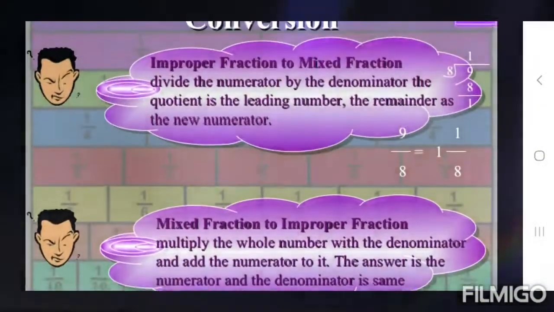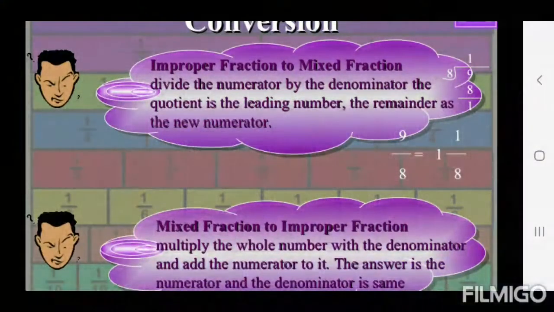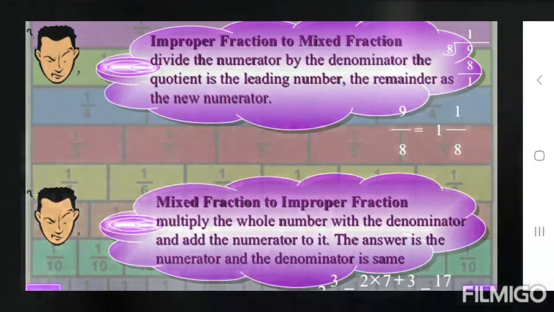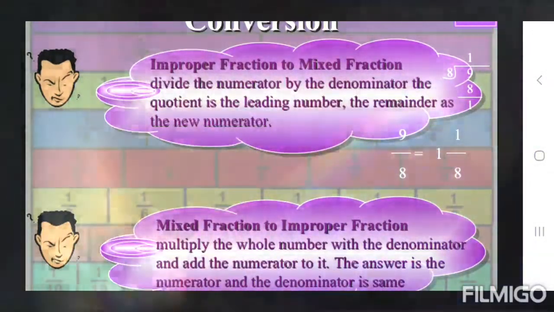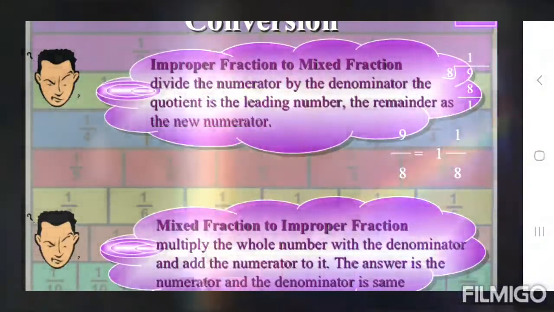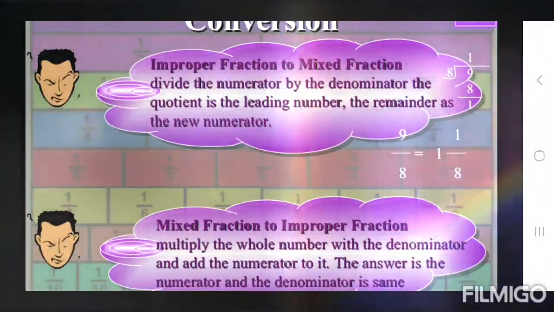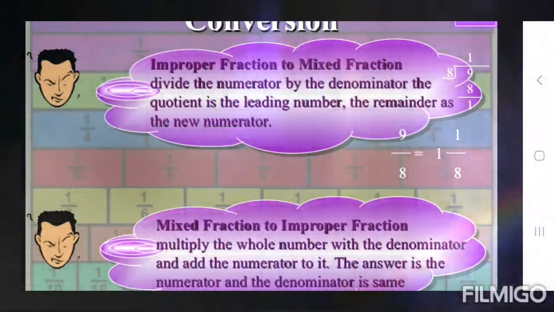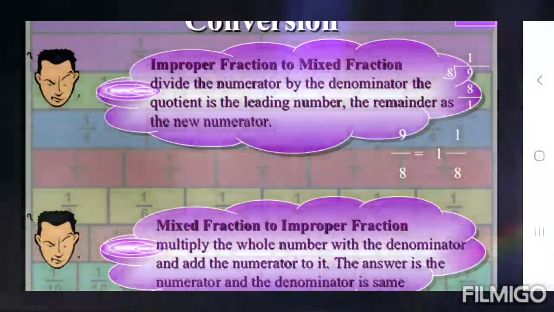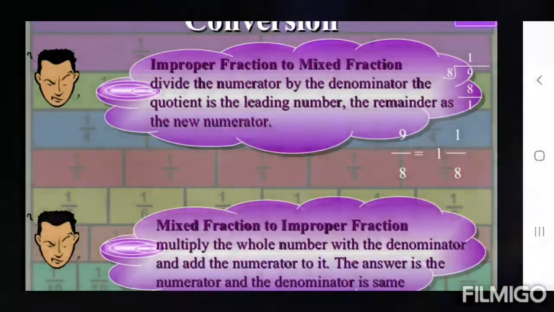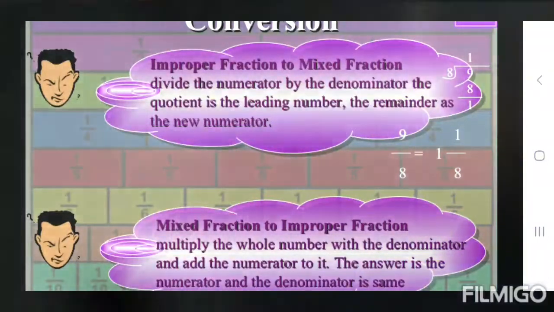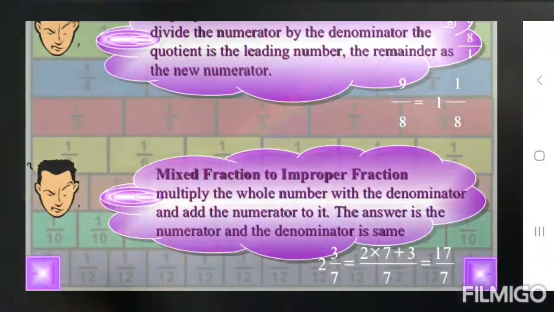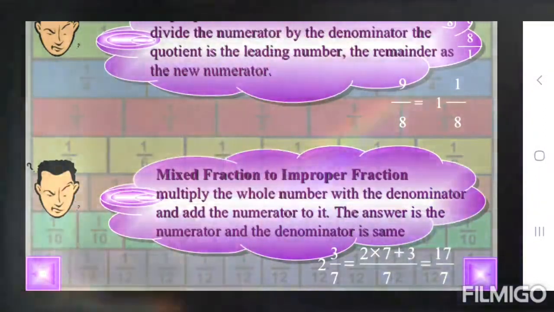Now conversion. Improper fraction can be converted to mixed fraction, and mixed fraction can be converted to improper fraction. So to convert improper fraction to mixed fraction, divide the numerator by the denominator. So if the improper fraction is 9 upon 8, so 9 divided by 8, we get the quotient as 1 and remainder as 1. So 9 upon 8 can be written as 1, 1 upon 8 as a mixed fraction.